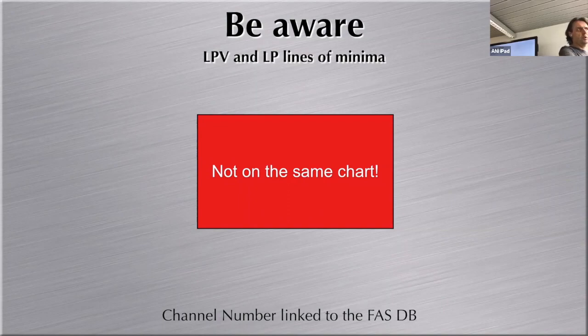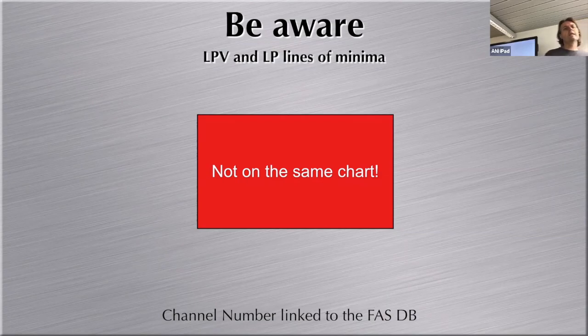Good. Another point, and that's basically the last point of the information that I'm giving, is be aware that if you want to do LPV and also LP, if you want to do both lines of minima, you cannot publish that on the same chart because the channel number is linked to a specific FAS data block. You cannot have two channel numbers on the chart. So that also means you'd have to use a Zulu and a Yankee. So no LP, no LPV on the same chart.